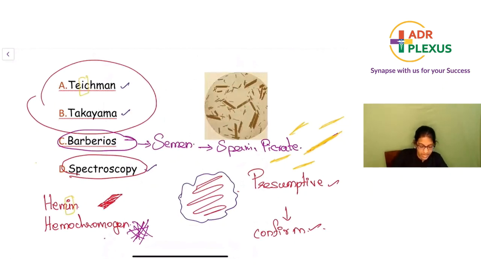So Teichmann, haemin, and in the shape of I itself, but more in rhomboid shape, the crystals become, and they are more brown in color, right? Okay, so that's Teichmann. Takayama, colorful, chromogen, hemochromogen, it's going to be pink feathery crystals. Okay, then Barberio's test is the spermine picrate test, yellow color, needle-shaped crystals are seen.